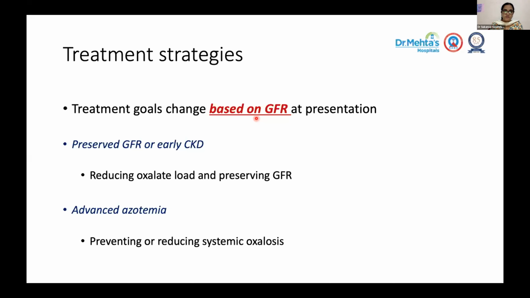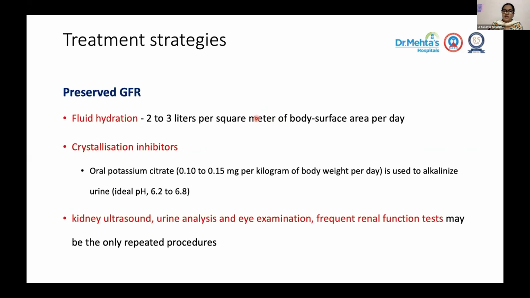So in a patient with preserved GFR, you follow fluid hydration, which would dilute the oxalate supersaturation. Roughly 2 to 3 liters per square meter body surface area is what is recommended. And crystallization inhibitors like oral potassium citrate or orthophosphate are used to alkalinize urine, with the ideal pH being suggested to be between 6.2 and 6.8.